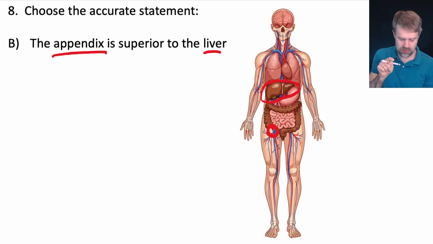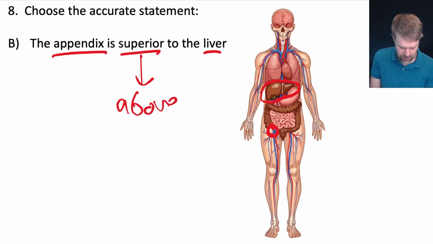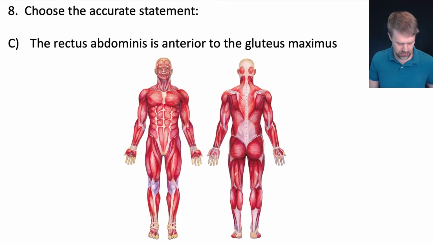Right there. This little sort of finger-shaped pouch that's pointing out of the large intestine. Okay. Now, superior, what does that mean? It means above. Is the appendix above the liver? No, it is below the liver. Cross it off.